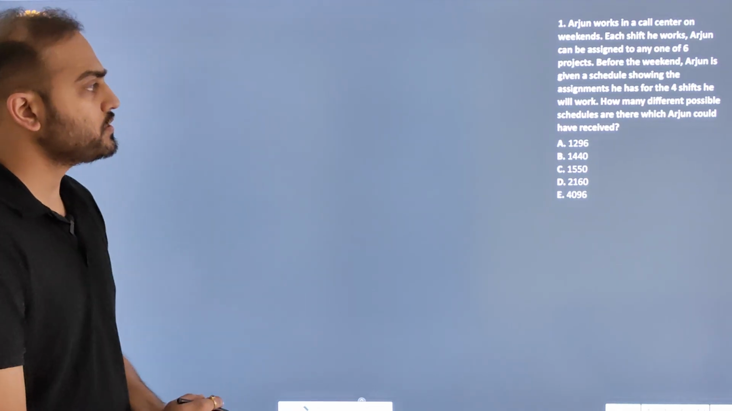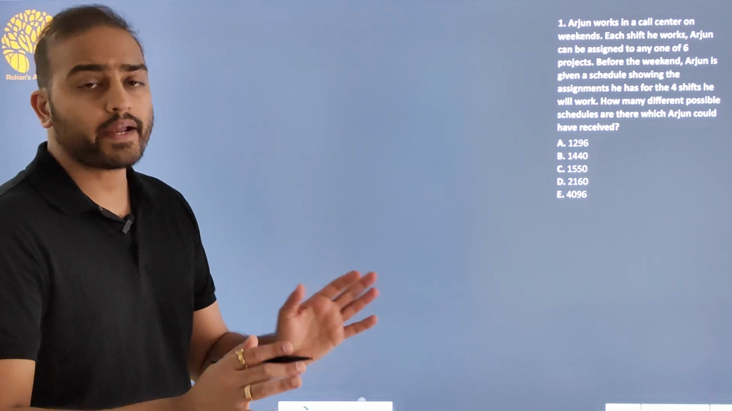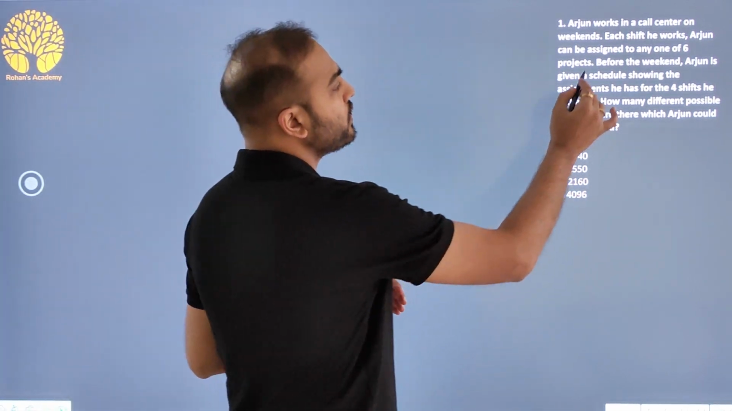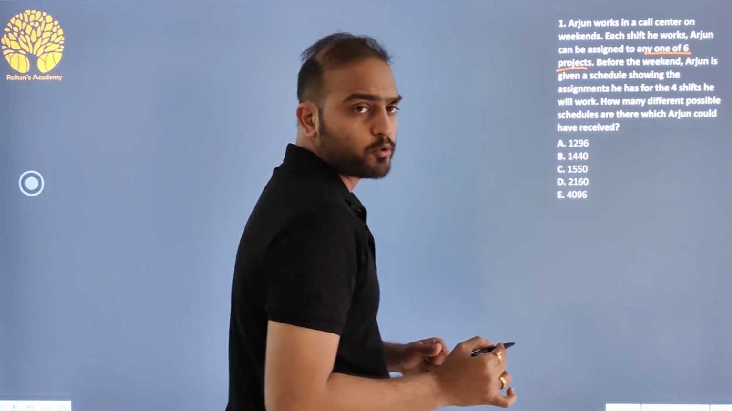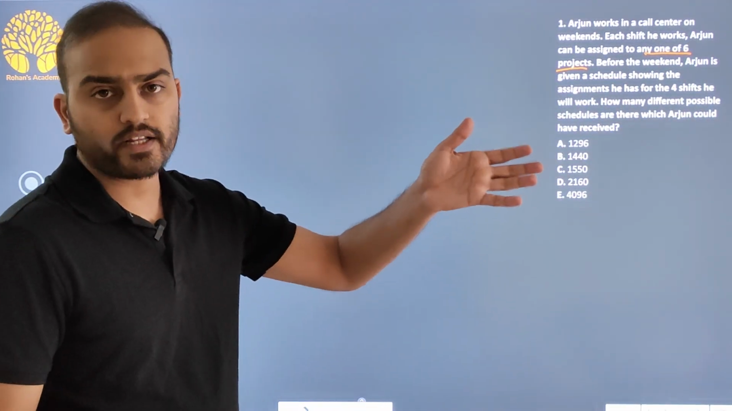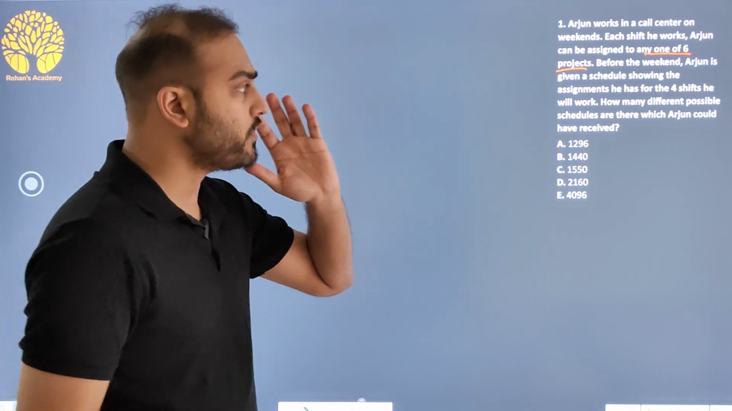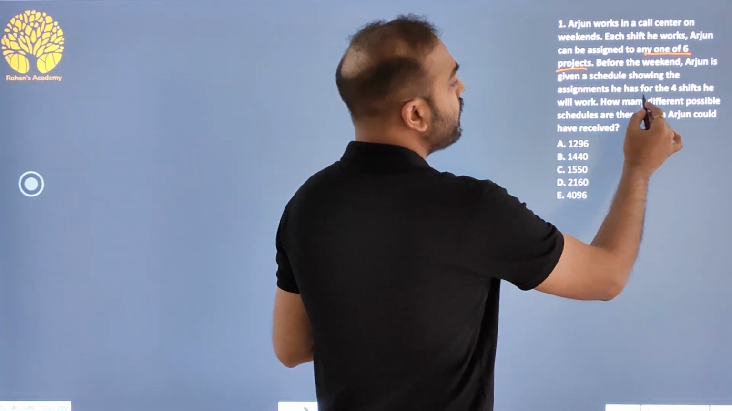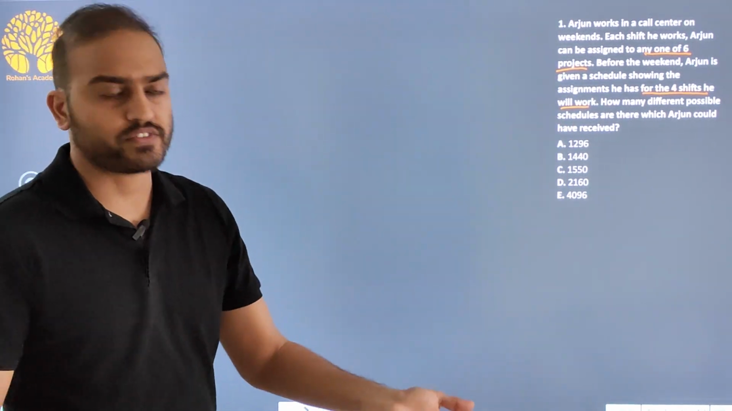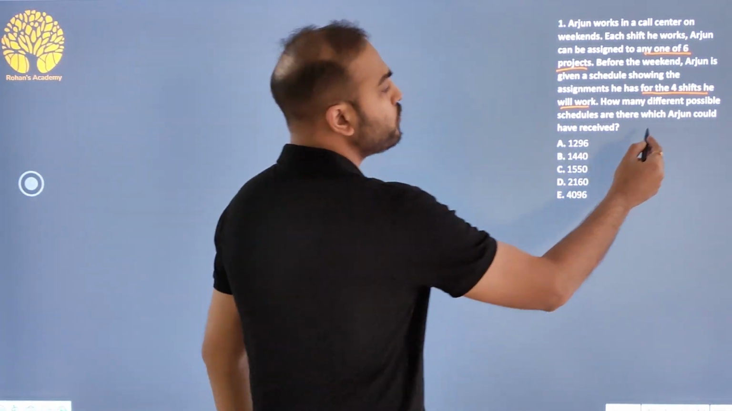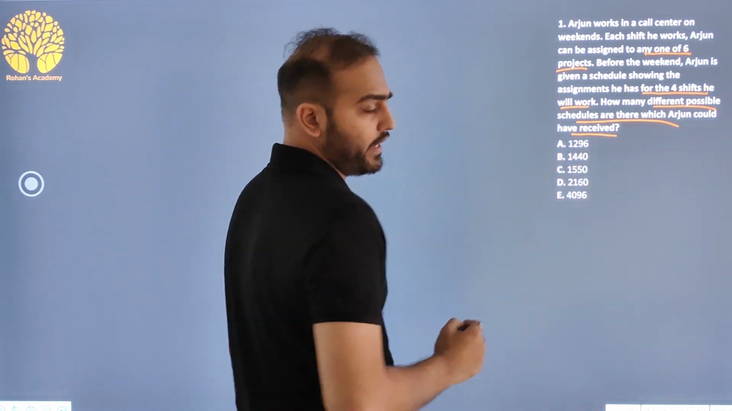If you've read the question, let's work it out. He can be assigned to any one of the 6 projects. So there are a total of 6 projects going on, and he can be assigned to any one of them. And he has 4 shifts, so he is planning to work 4 shifts. We need to know how many different possible schedules there are.